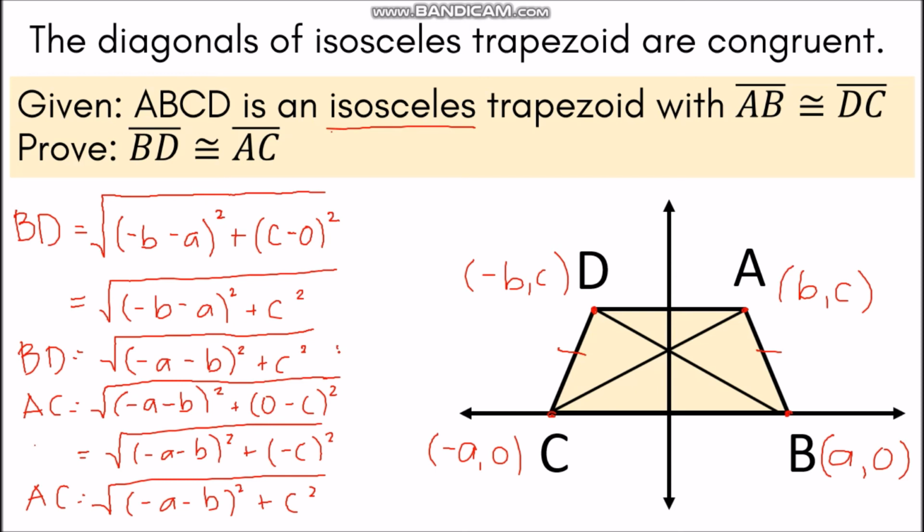So if you will notice, AC and BD have the same measurement, or they just have the same length, which is the square root of negative a minus b squared plus c squared. If they have the same measurement or length, that means they are congruent. And from that, we can say that the diagonals of an isosceles trapezoid are congruent.